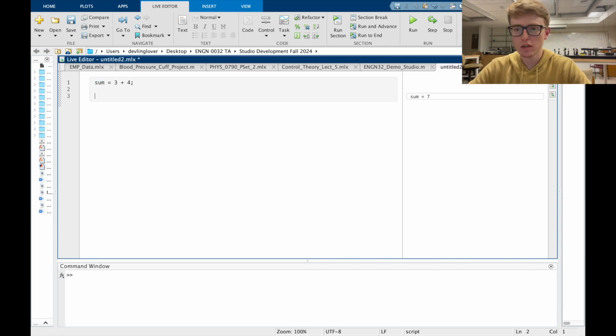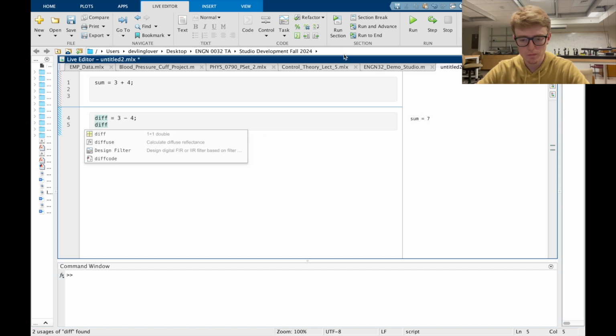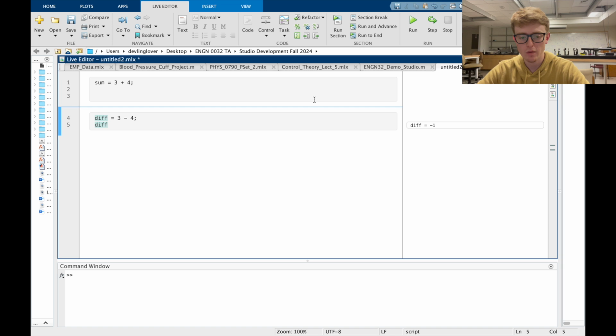Now I can also create different sections in MATLAB. Let's say I've written a bunch of stuff here, and now I want to separate it, like maybe I have problems on a homework set or something like that. So I can go to section break. Now you can see I've created a new section. Let's say in this section I'm going to say difference, 3 minus 4. This is pretty simple, but just to give you the idea. Now I can either press run, which is going to run everything, or I can press run section, and it'll only run the section that I'm in. So you can see this is a section and this is a section.